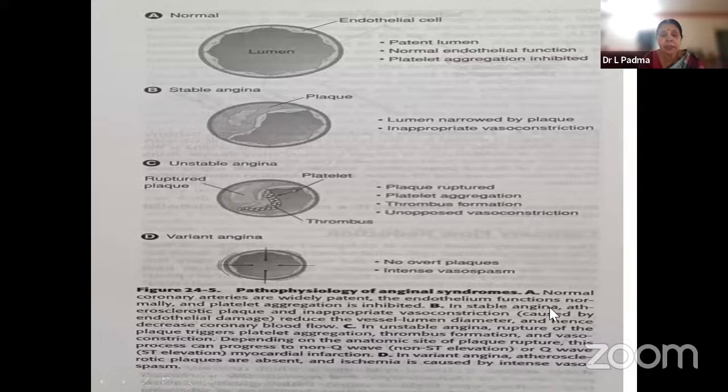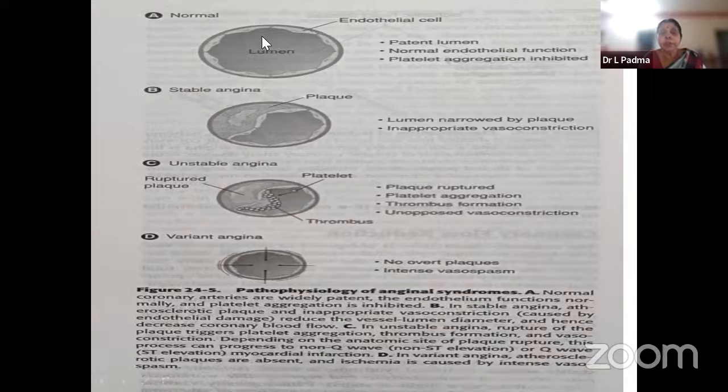See, in angina, what happens? The lumen is okay, there is a patent lumen, normal endothelial function is also there, and platelet aggregation is inhibited. The main problem will be either platelet aggregation, or there will be increased oxygen demand, or the supply will be less. Either there will be a block, vasospasm, or very high oxygen demand. And third, the supply will be very less.